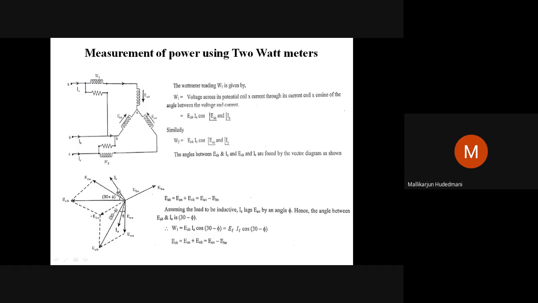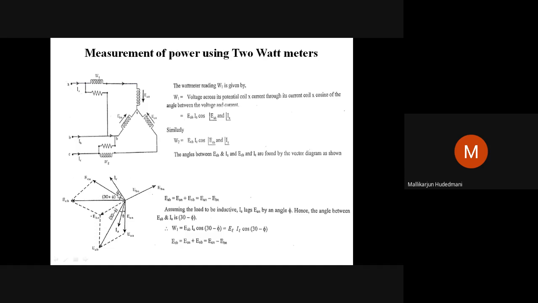Now search. Where is IC? IC is here, behind ECN by an angle phi. What is this included angle between the resultant and ECN, resultant and EBN? 30 and 30. What is the total angle between resultant ECB and IC? It stands as 30 plus phi.